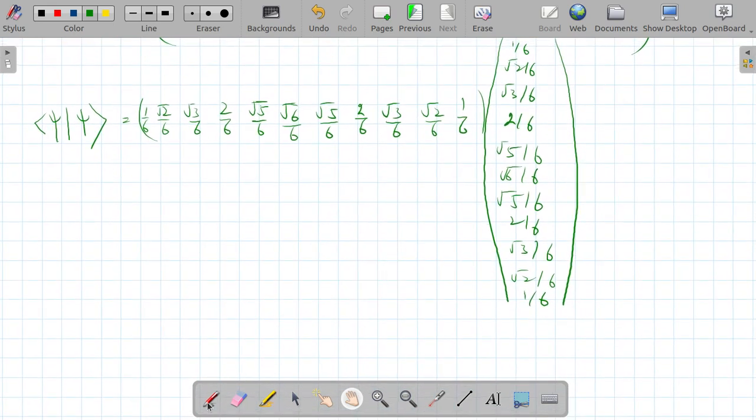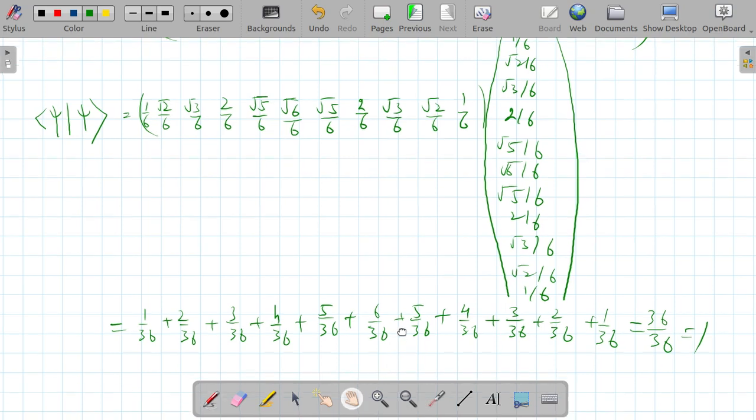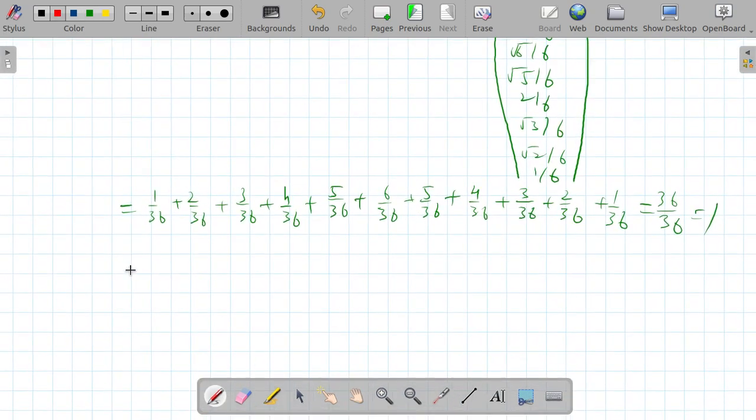And if I try to simplify it, then the result will be 1/36 plus 2/36 plus 3/36 plus 4/36 plus 5/36 plus 6/36 plus 5/36 plus 4/36 plus 3/36 plus 2/36 plus 1/36, and the resultant will be 36/36, which is equal to 1. Thus, what I am concluding is that the scalar product of psi with itself is equal to 1.